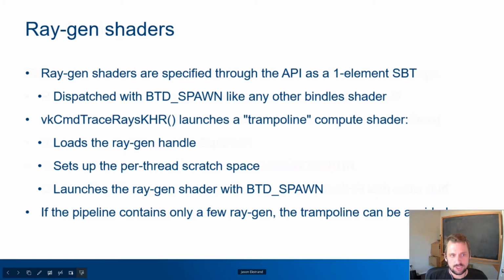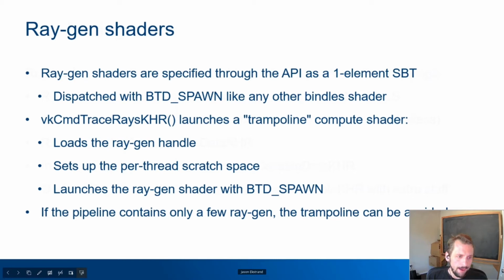So the way that vkCmdTraceRaysKHR actually works is we first launch a trampoline compute shader. And this is just a tiny little shader that all it does is it loads the RayGen handle. It sets up the per thread scratch space. So each thread has, we need to initialize the stack offset to zero. We need to set up the launch IDs, which also go in that hot zone that I mentioned. So the hot zone is per thread, the launch ID, which is a three-dimensional ID, and the scratch offset. So we have to initialize that data and then launch the RayGen shader with BTD spawn.